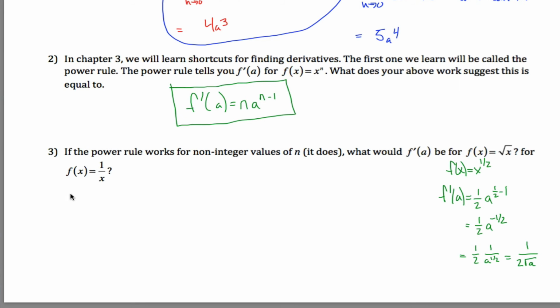What about 1 over x? Well, same basic idea, except now you have to recognize that 1 over x is x to the negative 1 power. So if I want to find f prime of a, I would use my same formula. I would take that negative 1 down in front. That's my value of n. And then I would raise a to whatever 1 less than negative 1 is. So I'd have negative 1 a to the negative 2 power, which is the same as negative 1 divided by a squared.